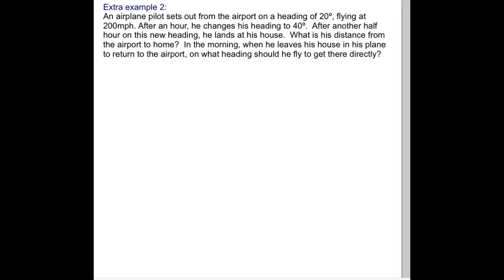Our second example says an airplane pilot sets out from the airport on a heading of 20 degrees, flying at 200 miles per hour. After an hour, he changes his heading to 40 degrees. After another half hour on this new heading, he lands at his house. What is his distance from the airport to home? And then in the morning, when he leaves his house in his plane to return to the airport, on what heading should he fly to get there directly? So I want you to take a minute, pause the video, and see if you can sketch a picture that would go with this situation.